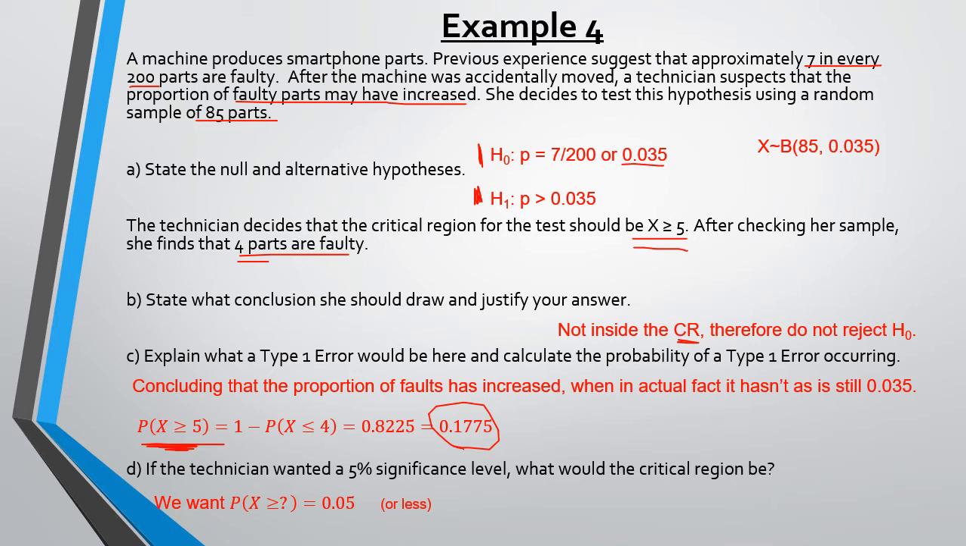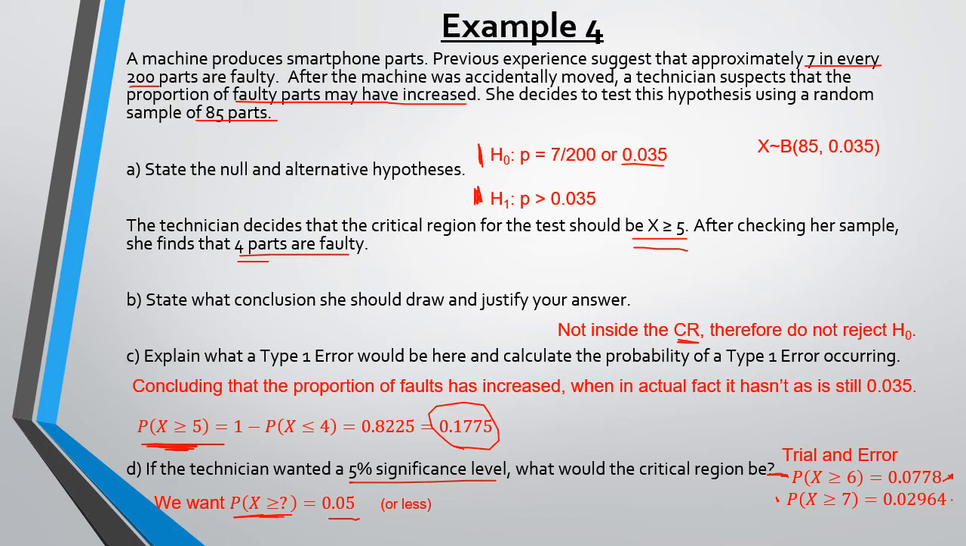Part d. Oh, sorry, you've seen the answer for this, but let's go through it. If the technician wanted a 5% significance level, what would the critical region be? So remember, critical region and type 1 error are similar in that I'm rejecting the H0. So I want to be rejecting the H0 at 5%, and I need to find some value here. So I've done some trial and error, and I've seen that if I work out the probability of x being greater than or equal to 6, it's about 8%. Greater than or equal to 7 is about 3%.